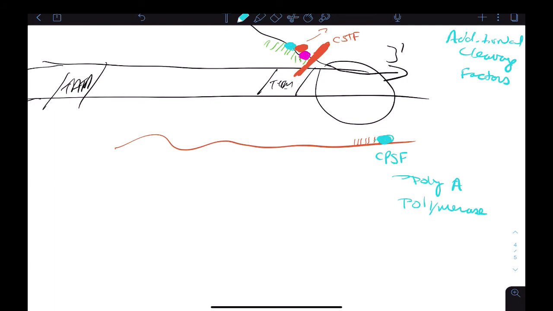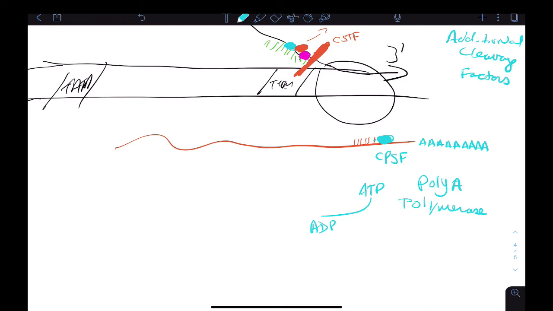Poly A polymerase will add this adenine at the end of where the cleavage occurred, and it ends up getting the adenines from ATP. So I don't know if there's 200 or 100 adenines that end up getting added. It ends up using up 100 ATP molecules to get the adenine from them. So this is what ends up happening at this point.